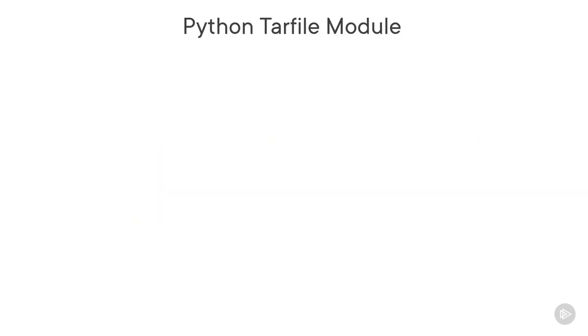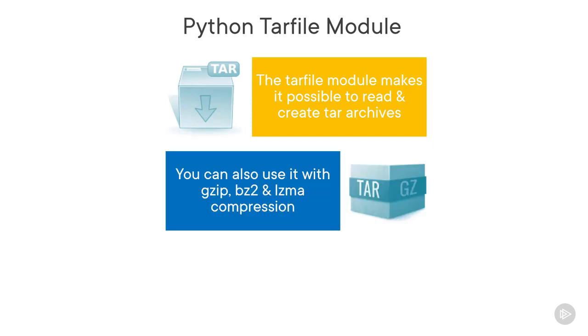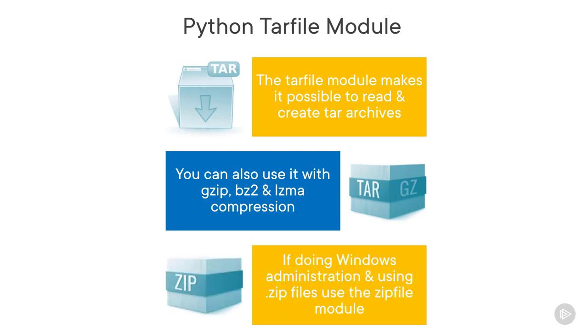Now with Python, it has something called the tarfile module. This tarfile module is included with Python, so you don't have to do a separate install. It makes it possible to read and create tar archives. You can use it with gzip, bz2, lzma, and other formats, but you can't use it with .zip files. .zip files are typically used on Windows servers, and if you are working with zip files on Windows servers, you can use something called the zipfile module for Python.